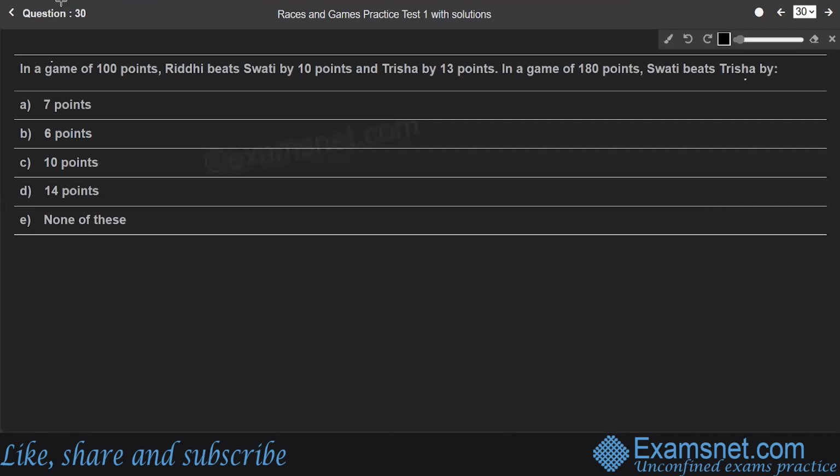Question number 30. In a game of 100 points, Riddhi beats Swati by 10 points and Trisha by 13 points. In a game of 180 points, Swati beats Trisha by. Very simple question. We'll consider Riddhi's points first, Swati's points, and Trisha's points, right? So in a game of 100 points, we'll consider 100 points here. Riddhi beats Swati by 10 points. That means Riddhi got 100 points, so Swati gets only 90 points.